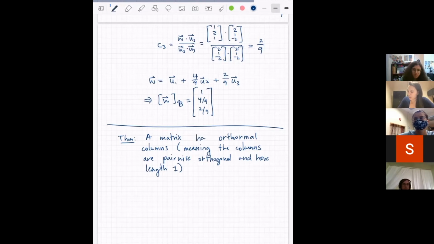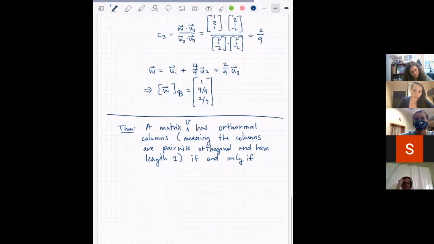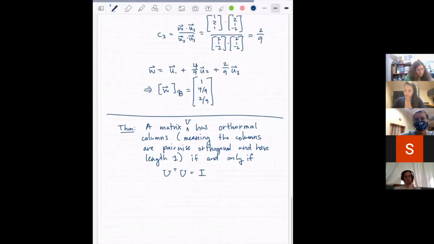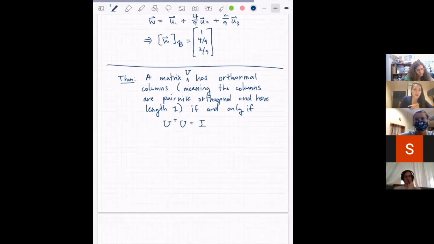A matrix has orthonormal columns if and only if, we usually use U for this type of matrix, if and only if U transpose times U is equal to the identity. Okay, here we go. Right, so why is this the case? I guess this is kind of a proof.